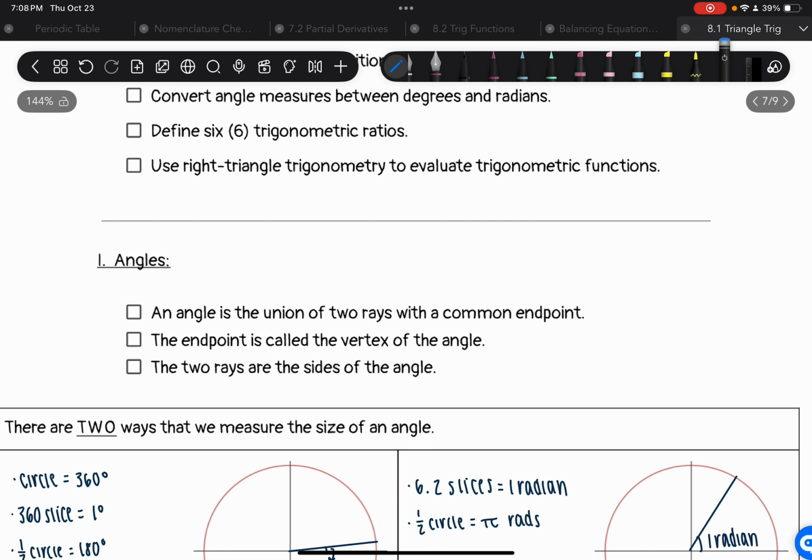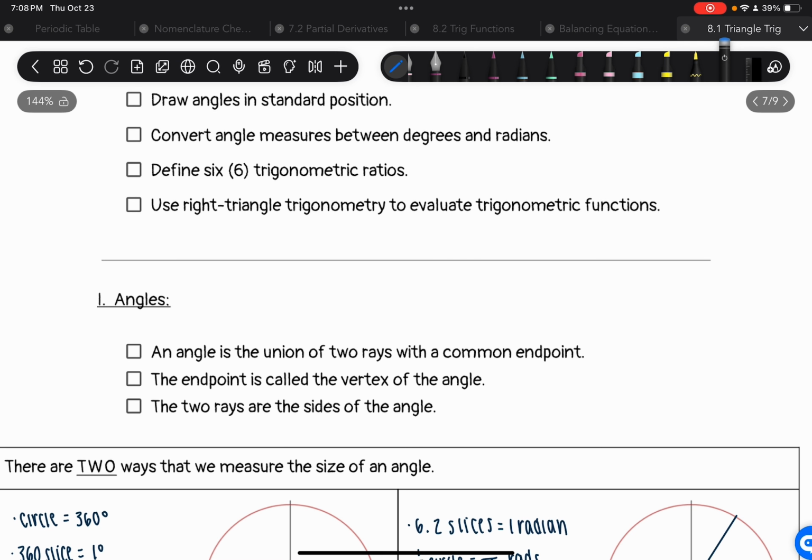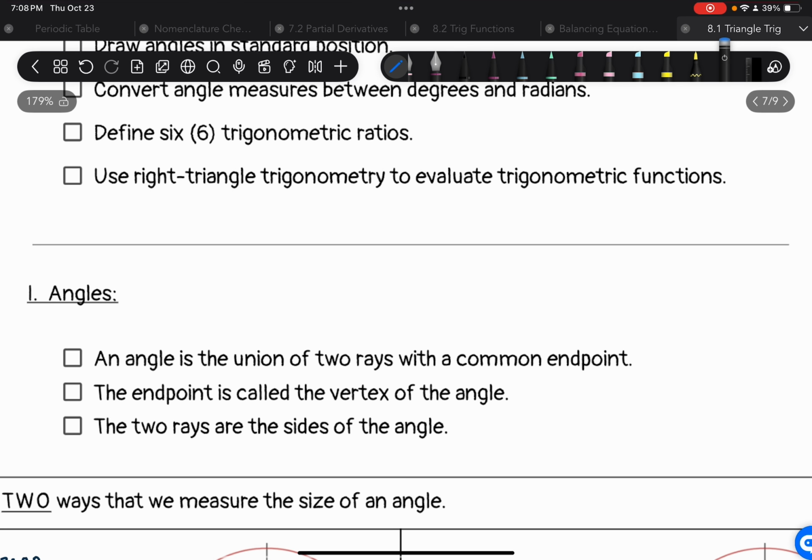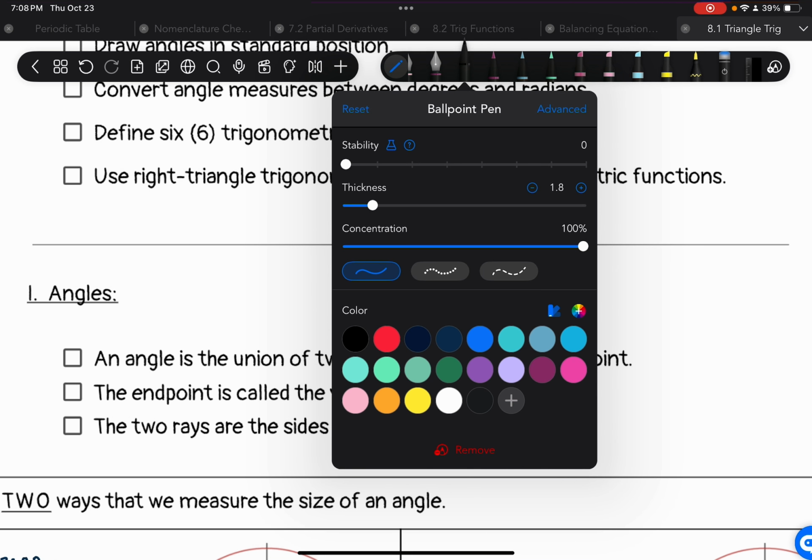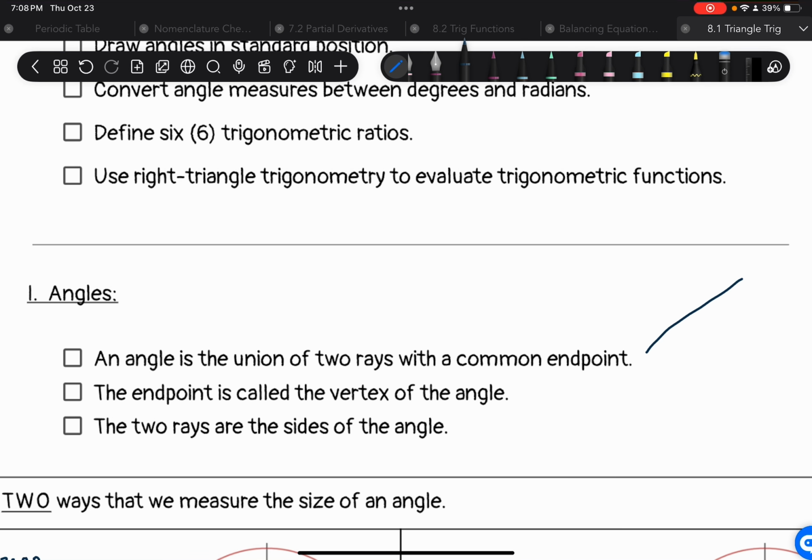So first we're going to be just learning about an angle. An angle is the union of two rays with a common endpoint. So these would be our two rays and our endpoint. This is what we would call a vertex. And this on the inside between them is what we would call our angle, or theta. Theta is another way to represent our angle.